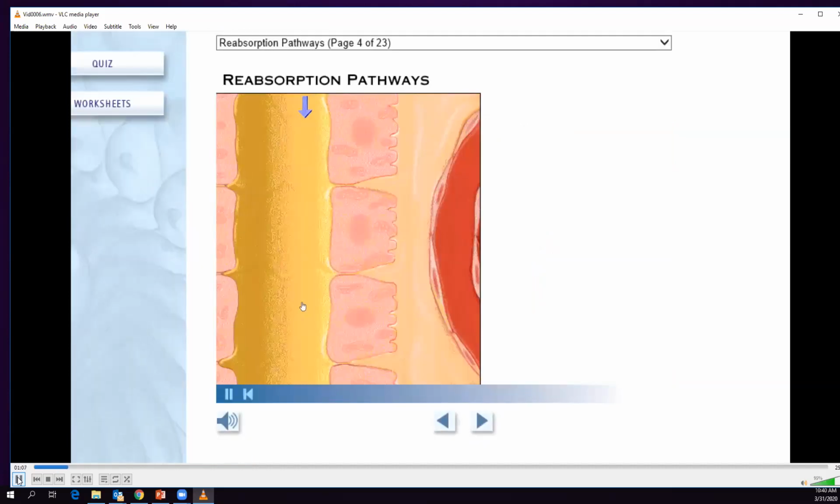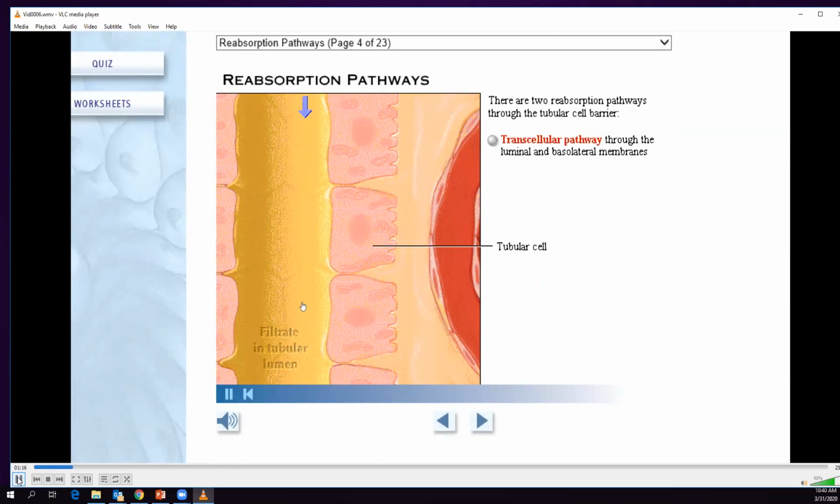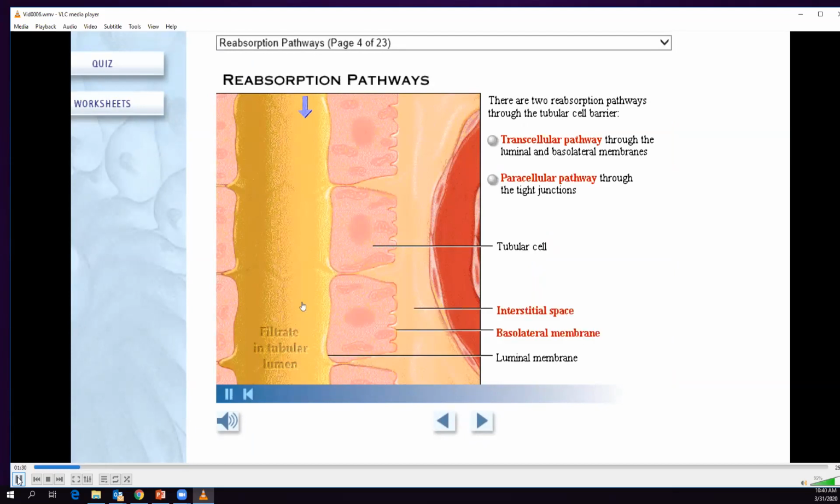To be reabsorbed into the blood, substances in the filtrate must cross the barrier formed by the tubular cells. There are two reabsorption pathways, the transcellular and the paracellular. Most solutes that are reabsorbed use the transcellular pathway. They diffuse or are actively transported through the luminal and basolateral membranes of the tubular cells into the interstitial space and then into the paratubular capillaries. Click the arrow to see an animation of the transcellular pathway.